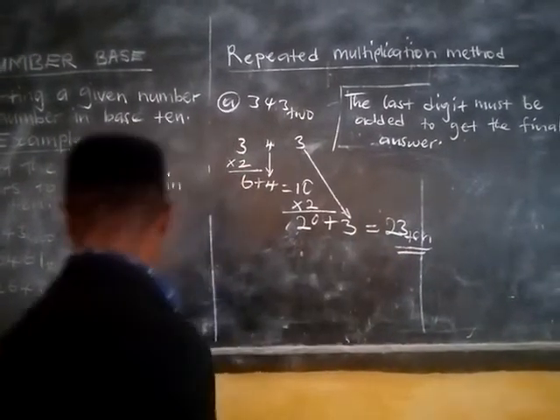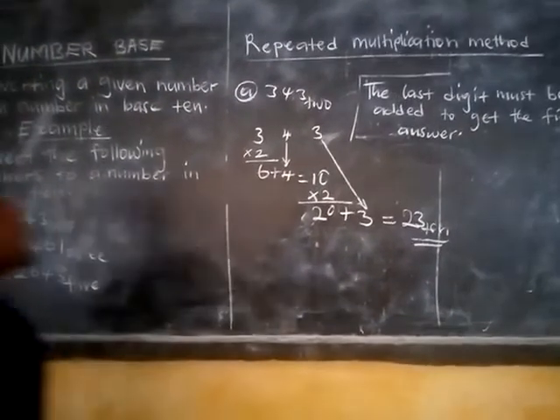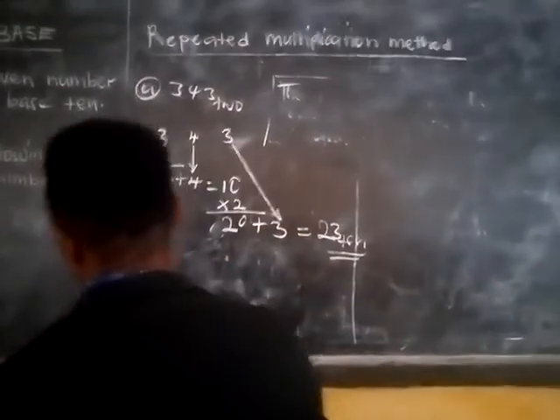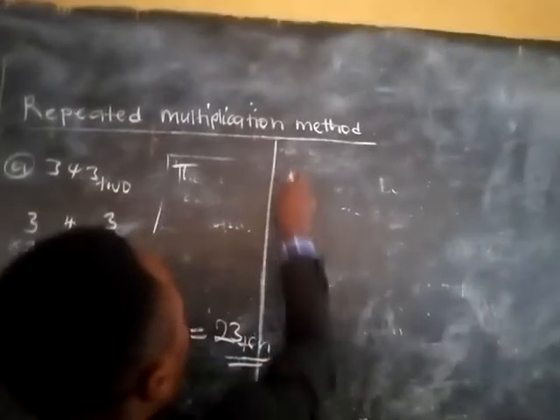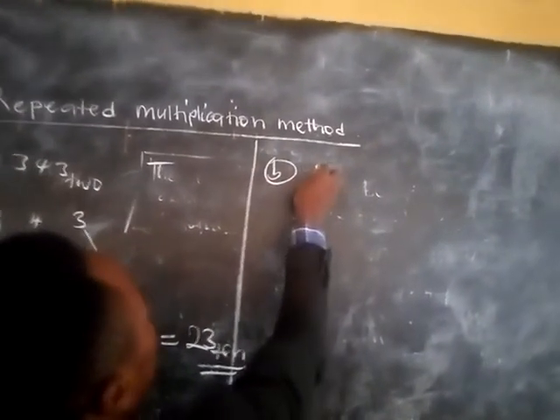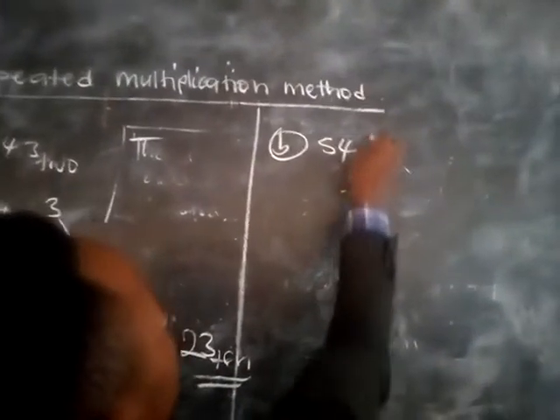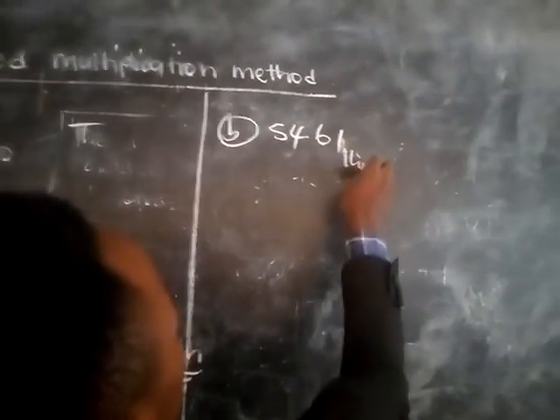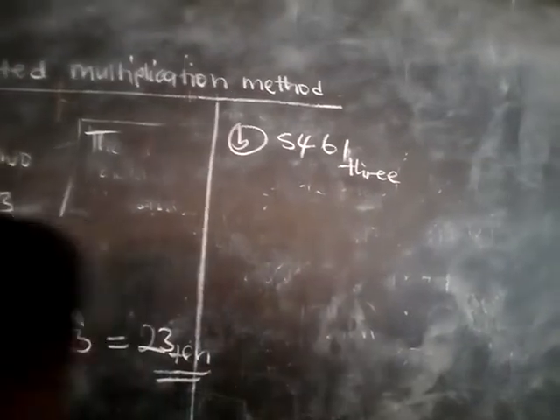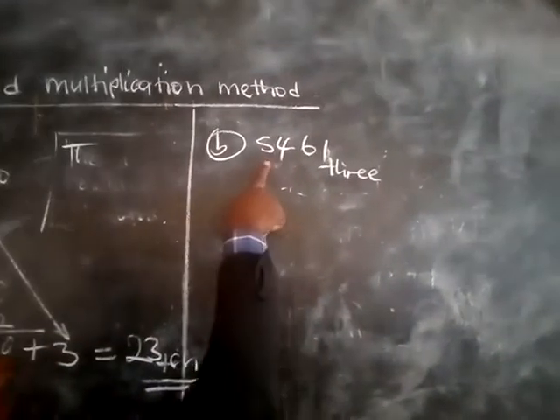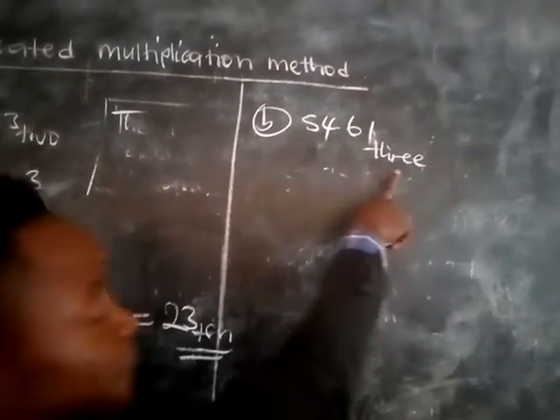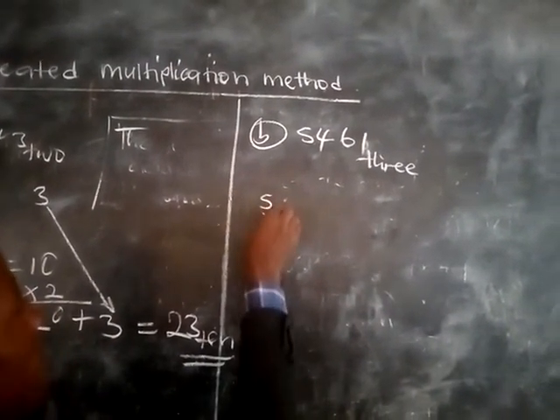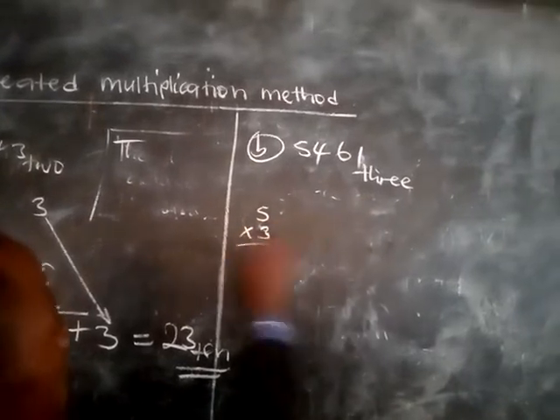So now let's solve the B part. The B part here is 5461, a number in base 3. So we want to convert this to base 10. Like we said, always multiply the first digit by the base. We multiply 5 by the base, which is 3.